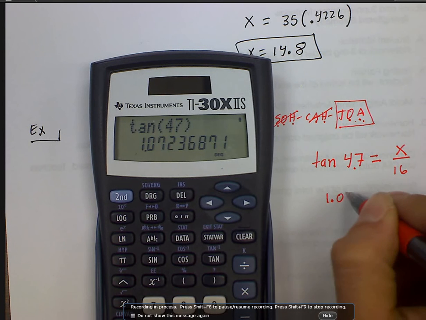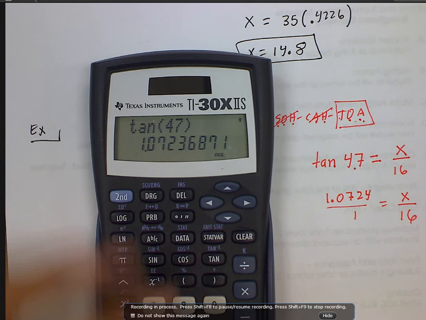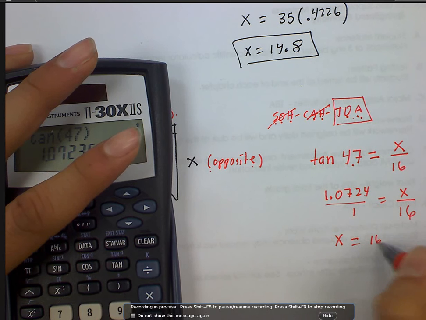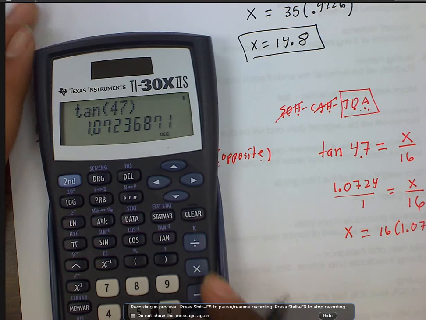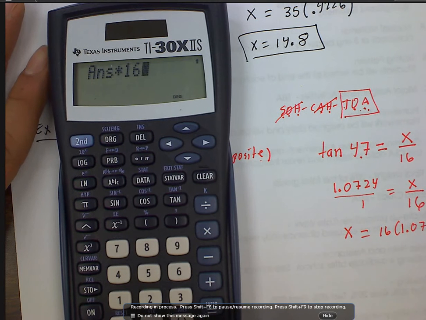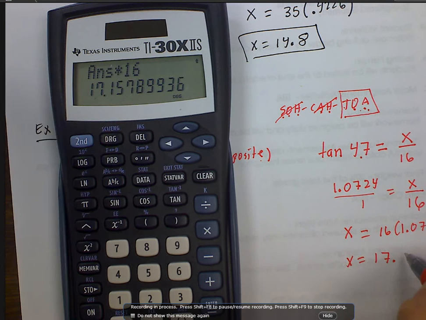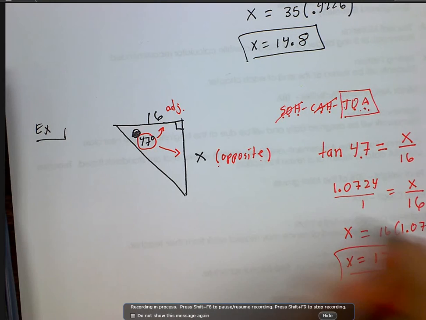That gives you 1.0724, rounded, and then we put it over 1 so that we can do cross multiplication. So we cross multiply again. We get x equal to 16 times 1.0724. Now I'm just going to multiply that by 16, and there's my answer. x is equal to 17 point, let's round it up to 17.2. And we are done. So there's your x, and that's tangent.